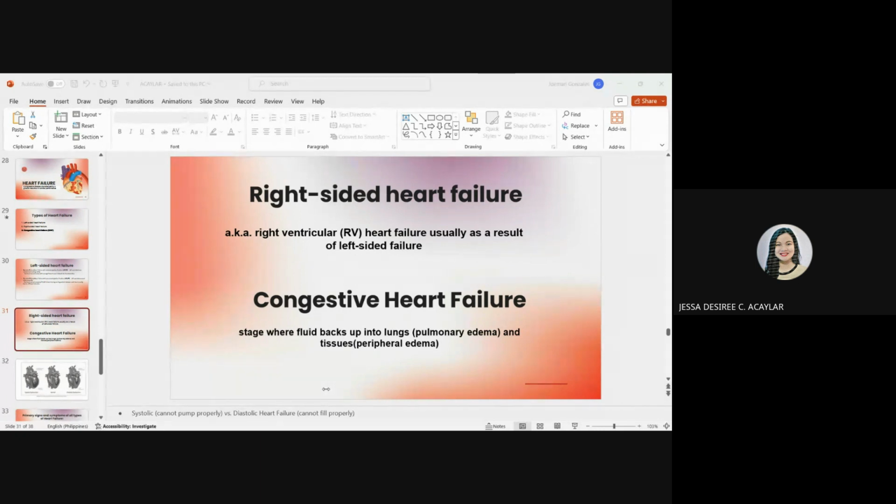Tapos last is the congestive heart failure or the CHF, stage where the fluid backs up into the lungs. So nagkakaroon siya ng pulmonary edema and tissues, ang peripheral edema. So, ang pinagkaiba po ng systolic at saka diastolic heart failure, sa systolic, hindi na po siya nakaka-pump properly. Sa diastolic naman, hindi siya nakaka-fill properly. Systolic cannot pump properly ng blood, yung diastolic cannot fill properly ng blood po.